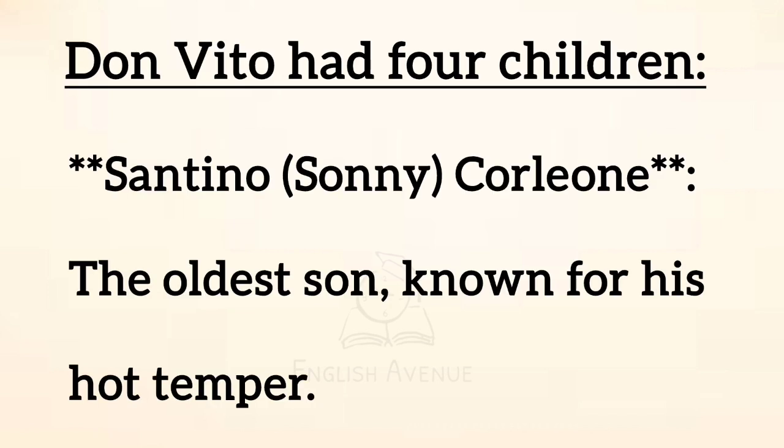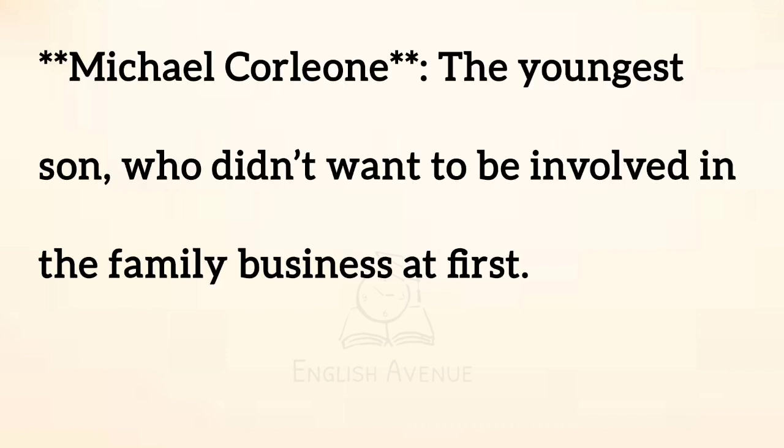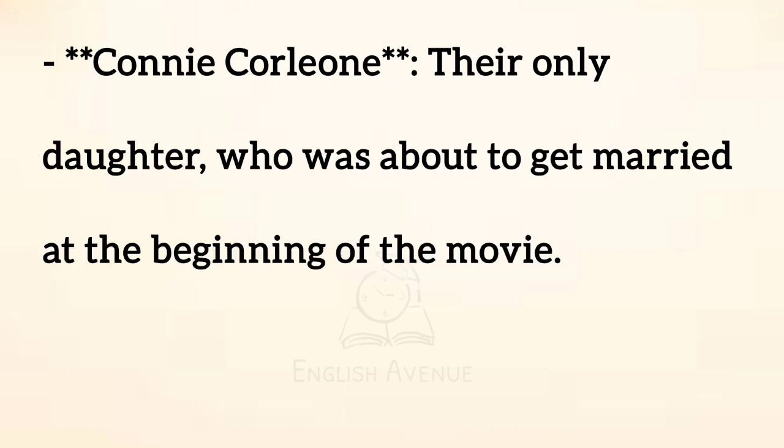Don Vito had 4 children. Santino, Sonny, Corleone, the oldest son, known for his hot temper. Fredo Corleone, the middle son, not very strong or smart, but kind-hearted. Michael Corleone, the youngest son, who didn't want to be involved in the family business at first. Connie Corleone, their only daughter, who was about to get married at the beginning of the movie.